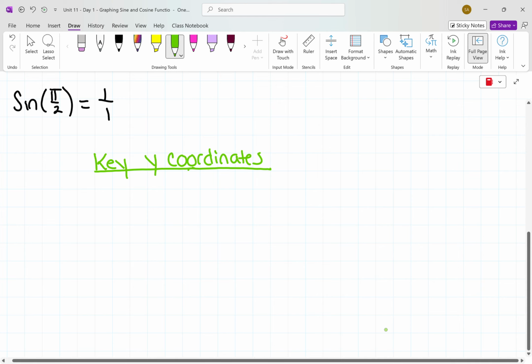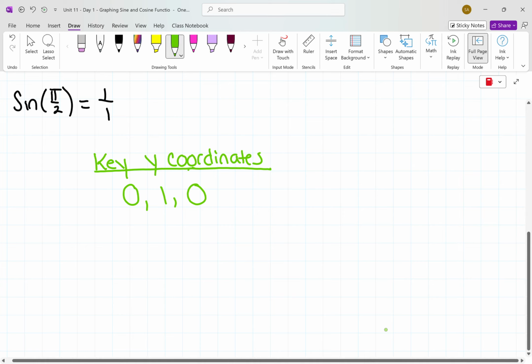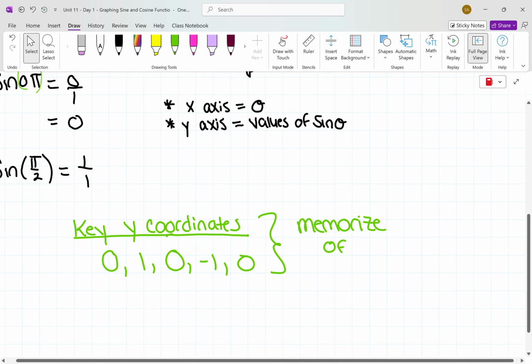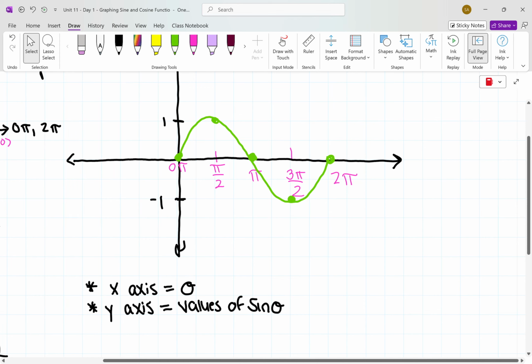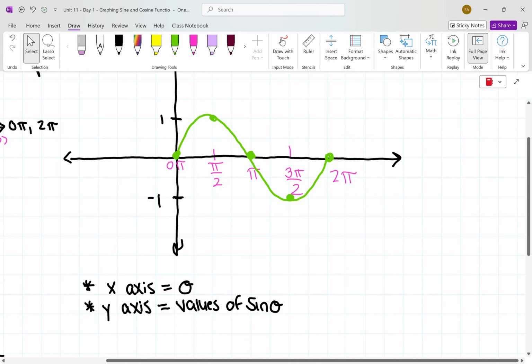So the key y coordinates are going to be 0, 1, 0, -1, and 0. We want to memorize these for the sine curve, because that's what happens here with the curve. We start at 0, then we go up, then we hit 0 again, go down, then back up to 0.